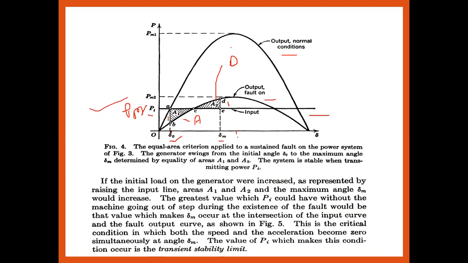As the displacement angle decreases, acceleration is occurring. When the acceleration occurs, load should be there. Obviously, what will the load angle be? It will decrease. When the load angle decreases, it should move from B to C. And then the condition occurs that the initial load on the generator will increase.